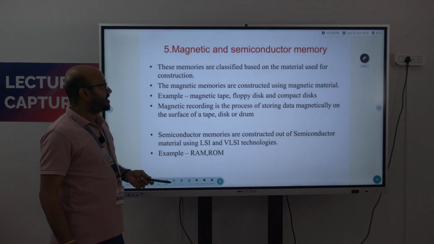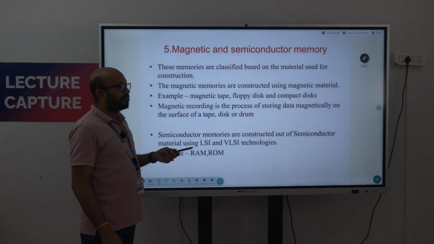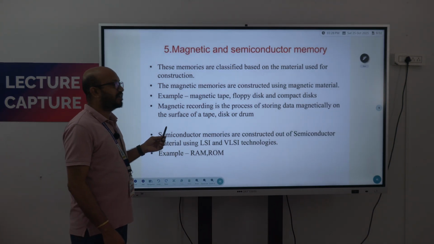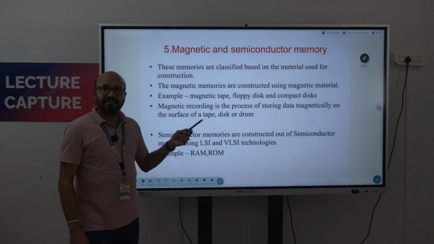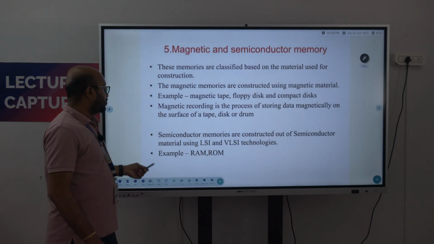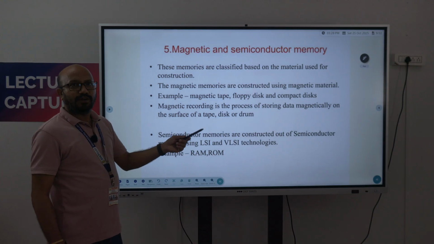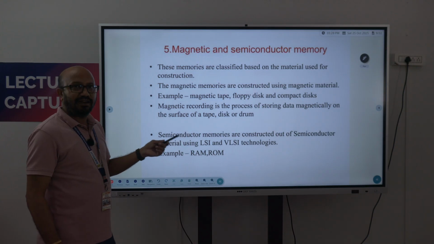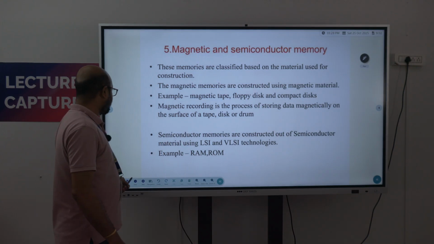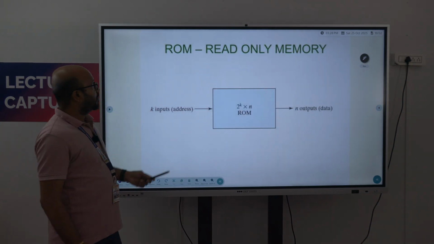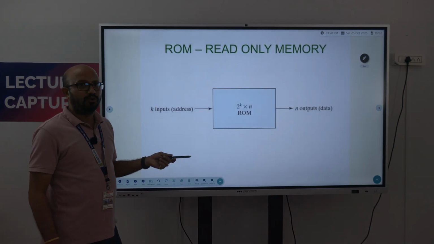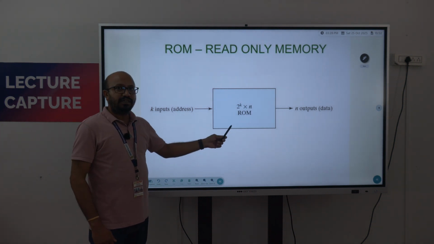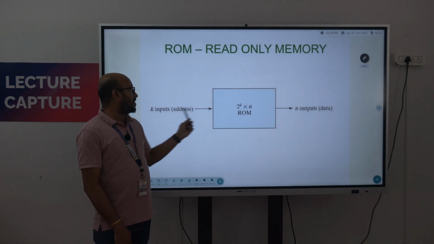Magnetic and semiconductor memory: these memories are classified based on the materials used for construction. The magnetic memories are constructed using magnetic materials. Semiconductor memories are constructed out of semiconductor material using LSI and VLSI technology. Example, RAM and ROM. ROM is read only memory. This is the basic structure of a ROM, 2^k x n, where k is nothing but the number of address lines.